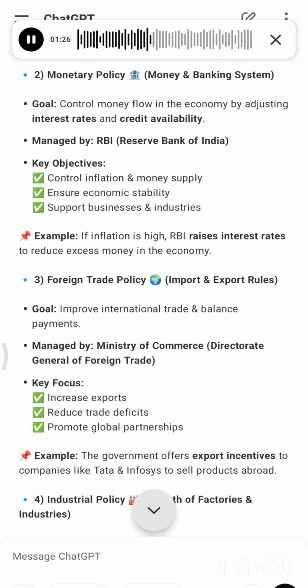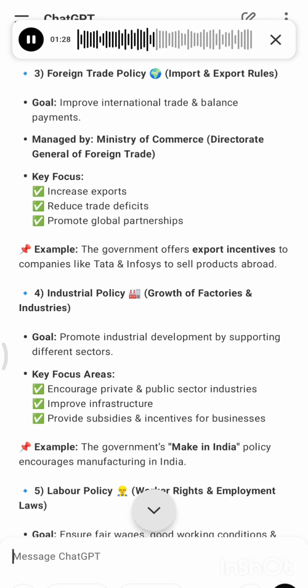3. Foreign trade policy: import and export rules. Goal: improve international trade and balance payments. Managed by the Ministry of Commerce, Directorate General of Foreign Trade. Key focus: increase exports, reduce trade deficits, promote global partnerships. Example: the government offers export incentives to companies like Tata and Infosys to sell products abroad.